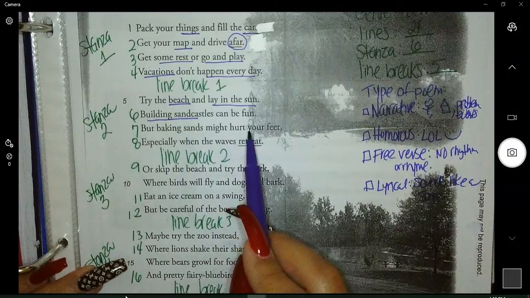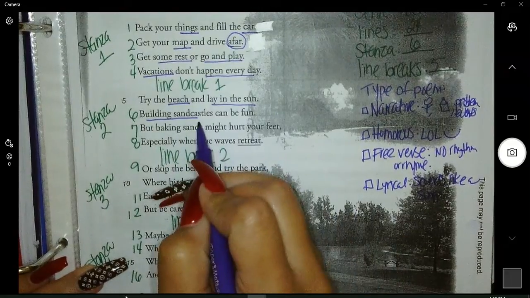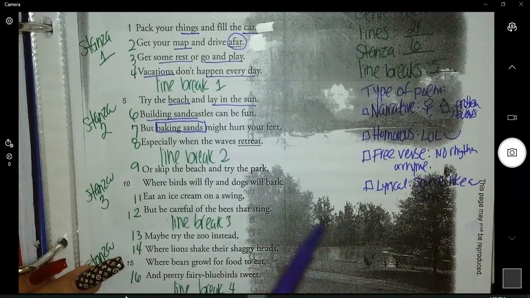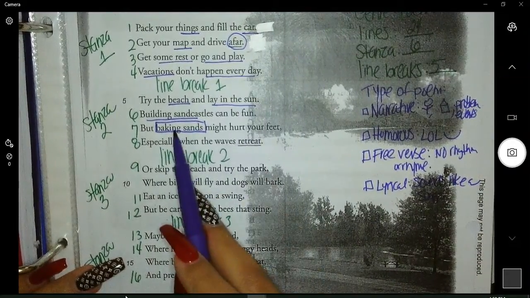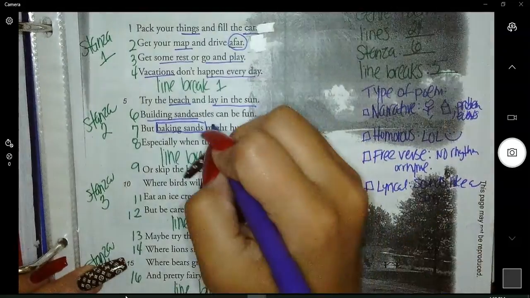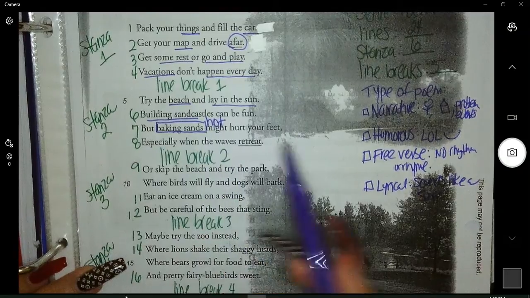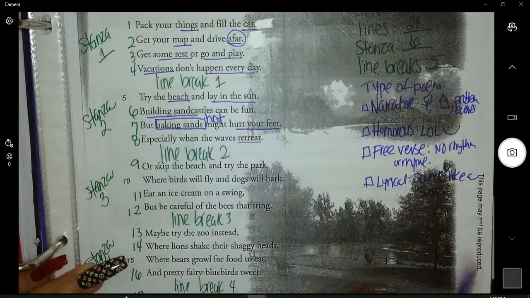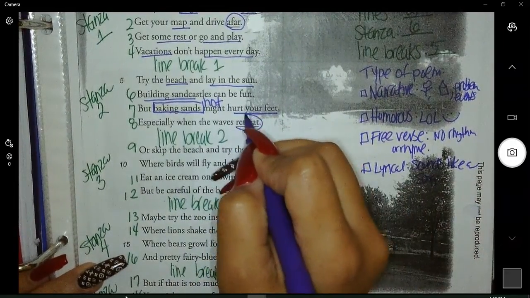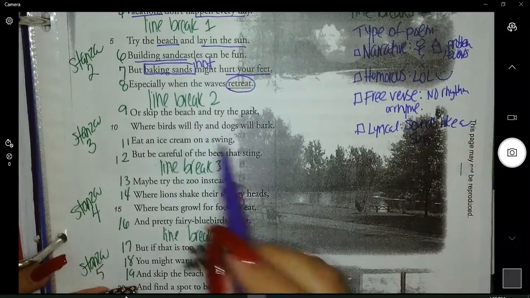Line 7. But baking sands might hurt your feet, especially when the waves retreat. What is it talking about, baking sands? Does it mean literally I am baking the sand in a stove? No. So remember, if there's sun, what is happening to the sand? It's very hot, right? So I'm going to put here, it's hot. That's what the speaker's trying to tell me. So what might happen? It's going to hurt the feet, especially when the waves retreat. Oh, I have another text feature, boys and girls. I'm going to go ahead and circle that. They're going to retreat.